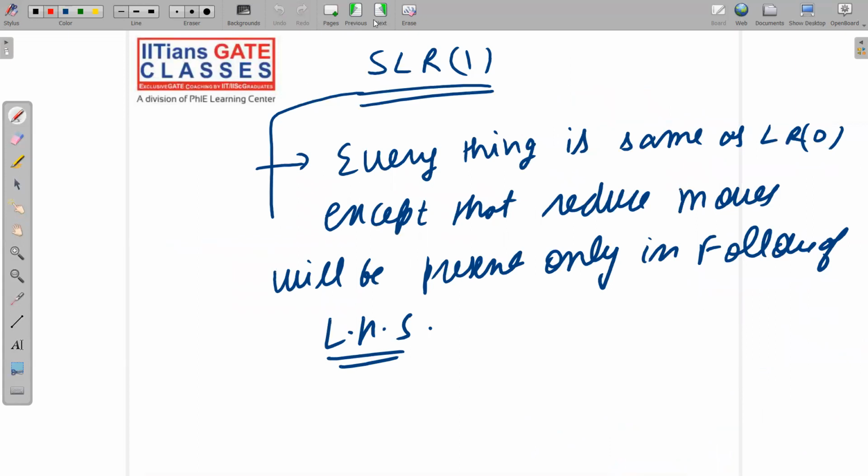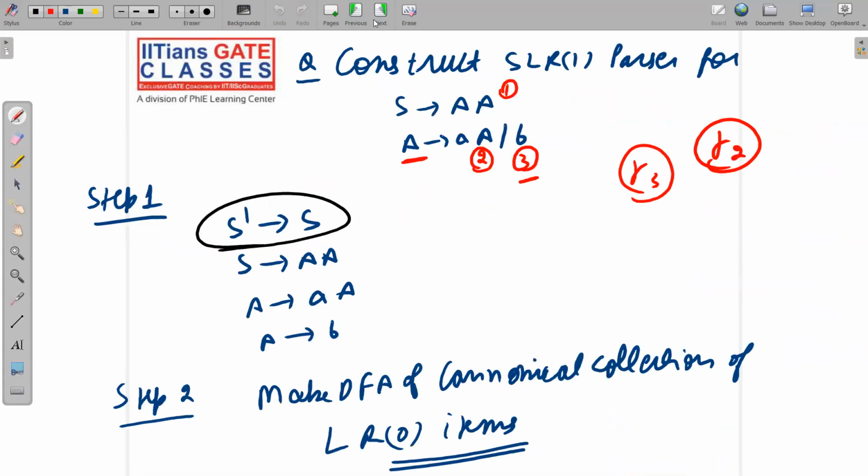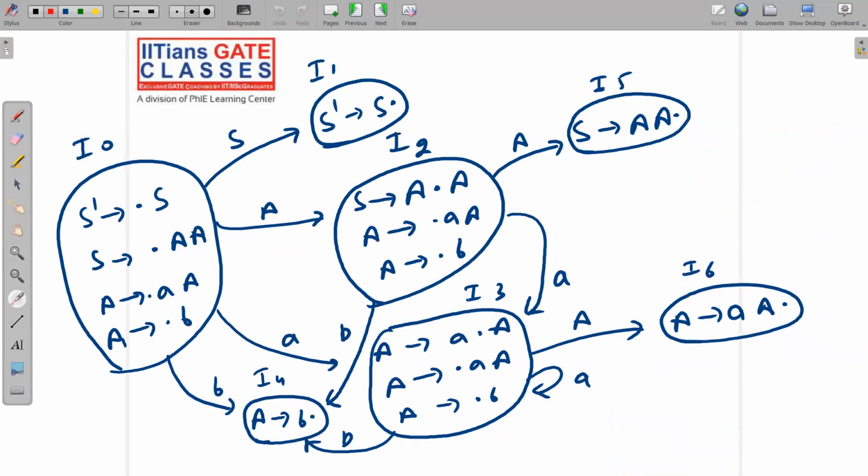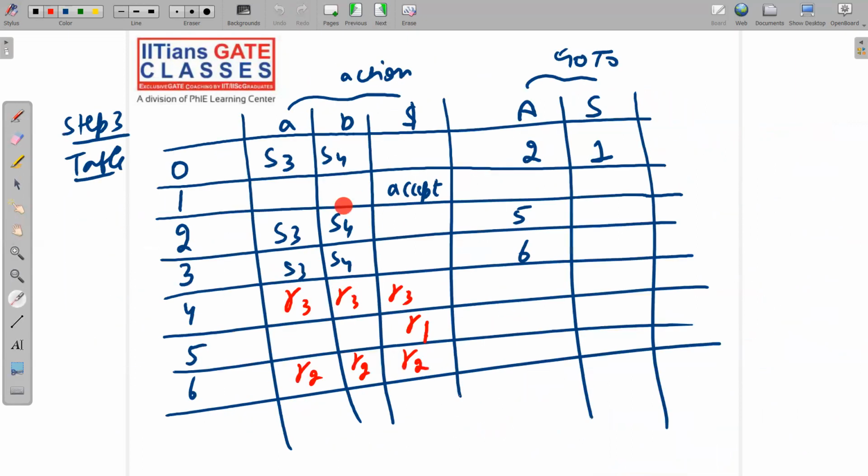So everything is the same. I have just copy pasted the slide of the previous lecture. For the same grammar, we have done the SLR1 parser. If you remember, we have done this DFA and we made this table. Reduce moves were applied only in follow of LHS. They were not applied blindly. The reduce moves were not applied in the entire action part, they were applied in follow of LHS only.